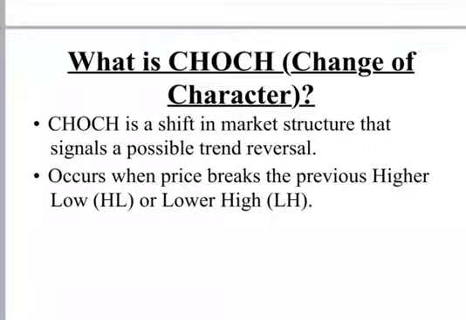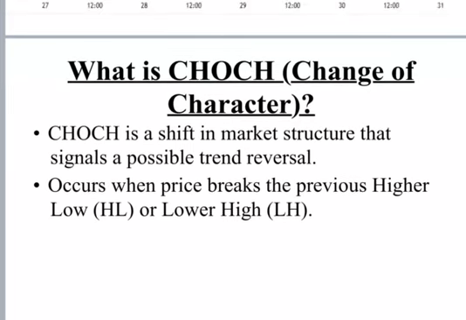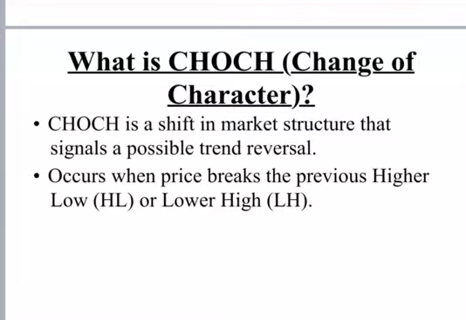Change of character is a shift in market structure that signals a possible trend reversal, which means if we are in an uptrend, there is a possibility that the market will change trend. Because you can't expect the market to just keep going up. No way. It will try to go down again, that is going into a downtrend. So how do you know, or when do you know, that this market is about to change direction, or has changed direction?